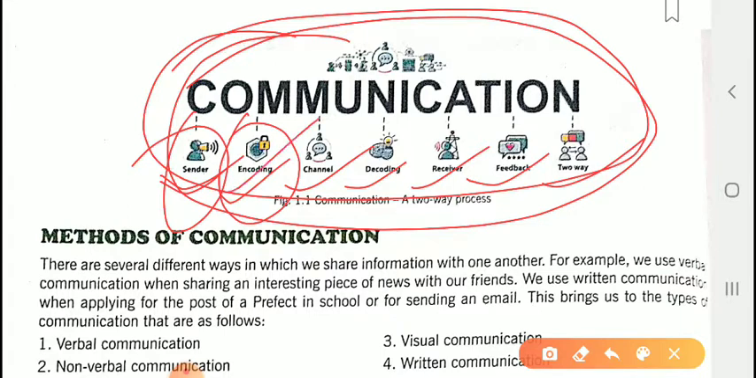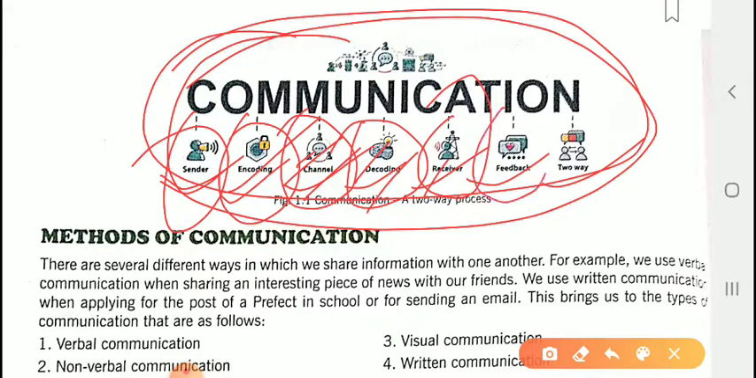Okay, so both persons have to know the same language. Next thing is channel. What kind of channel, how many persons are there, we have to understand it. Then decoding, the person has to know the same language. Then receiver is the person we are going to communicate with. Then feedback, and then two-way communication is completely established.